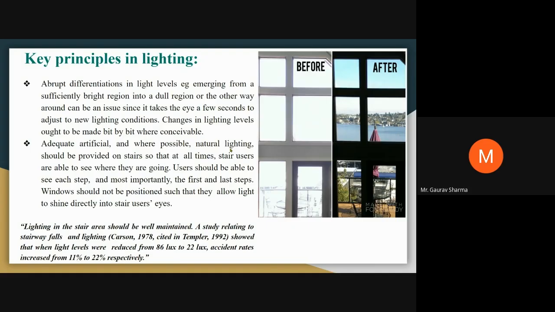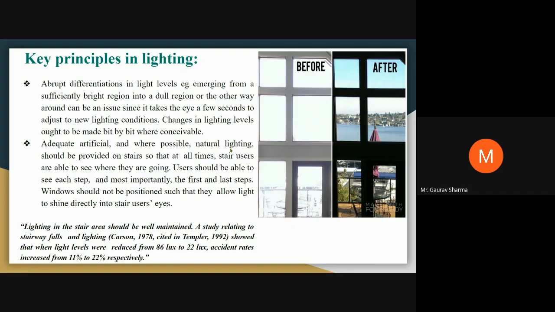One study relating to stairway falls, that means any accident where a person is falling from the stairway, considered the lighting condition specifically. It showed that when the light levels are reduced from 86 lux to 22 lux, the accident rates will increase. That means it will reach somewhere 11% to 22% respectively, right?